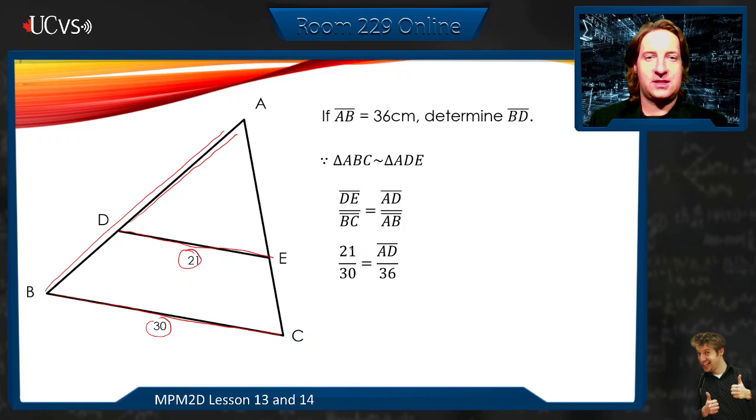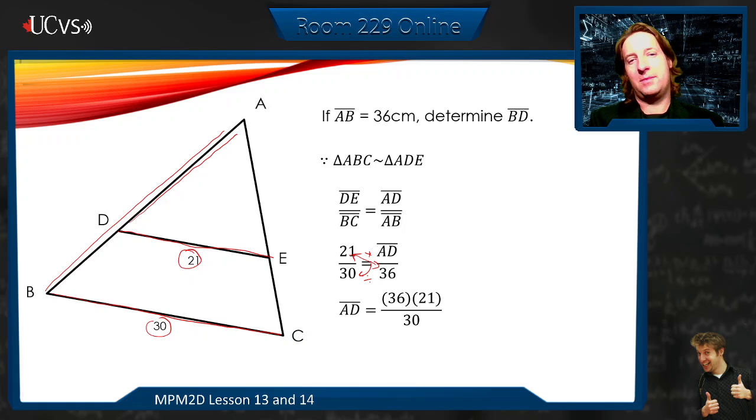So 36 times 21, right? We multiply across the diagonal, and then you can divide by the third number. So it's 36. If that's confusing you, that's just cross multiplying, right? 36 times 21 would be equal to 30 times AD, but then I divide both sides by 30. So I just save some steps here.